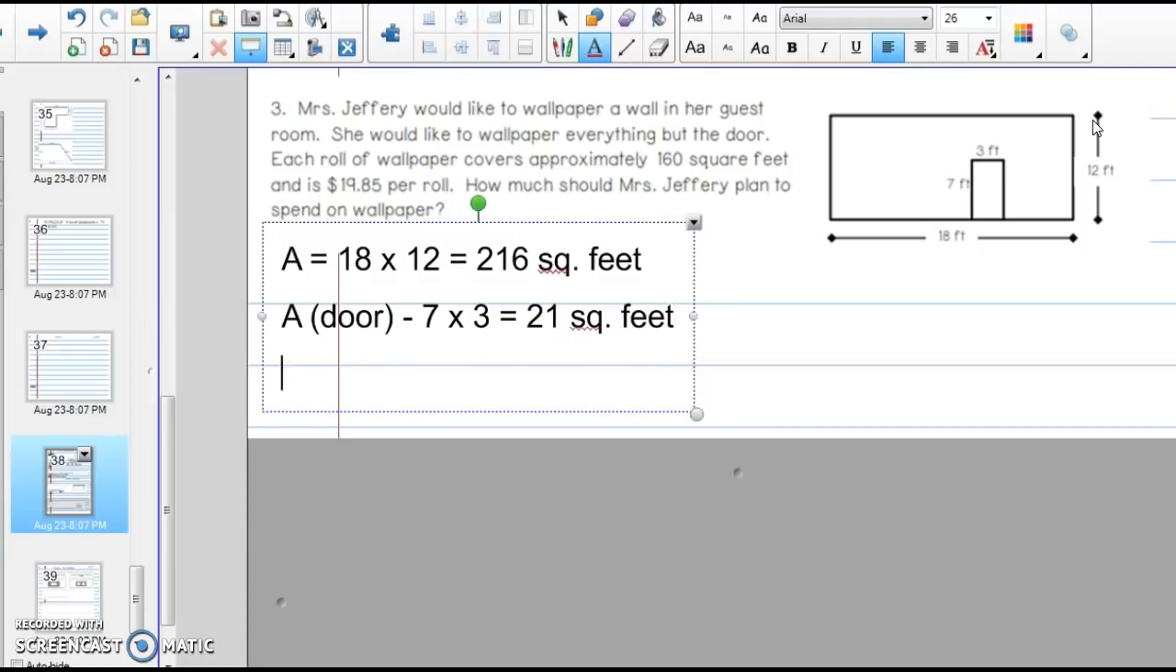Now remember, she's not going to wallpaper the door, so we're going to take out that 21 feet of area, and we're left with 195 square feet of wallpaper. That is what she needs. That's the amount of wallpaper that she needs. Make sure you have this on your notebook paper.